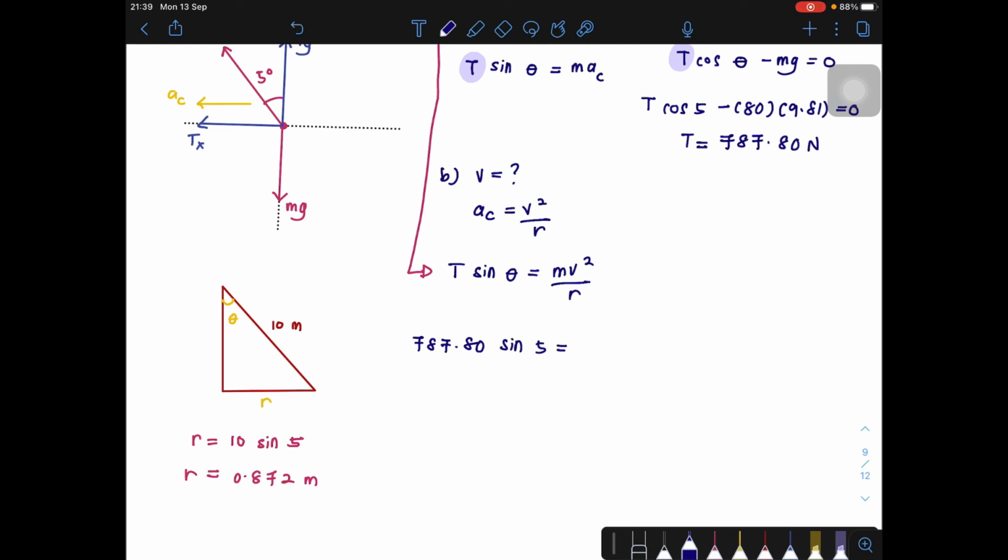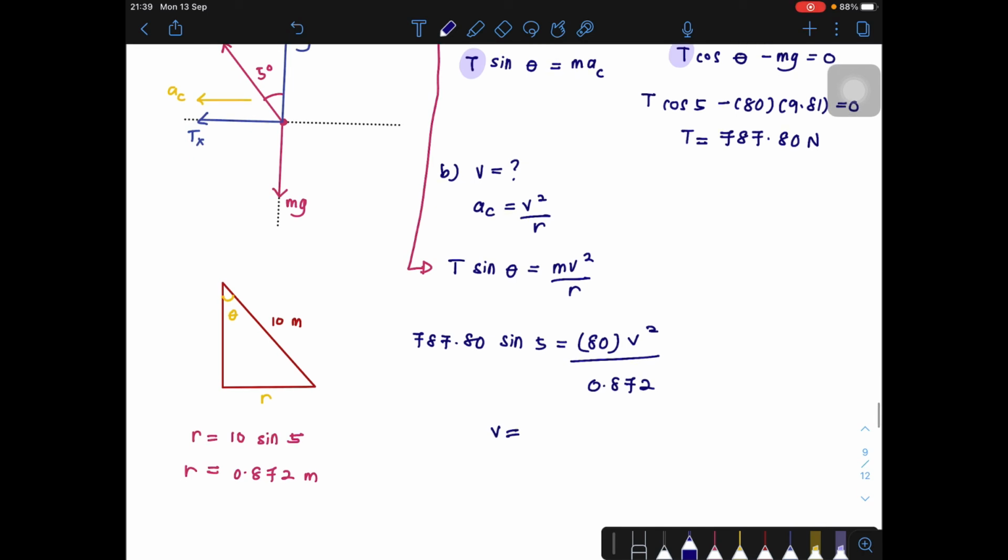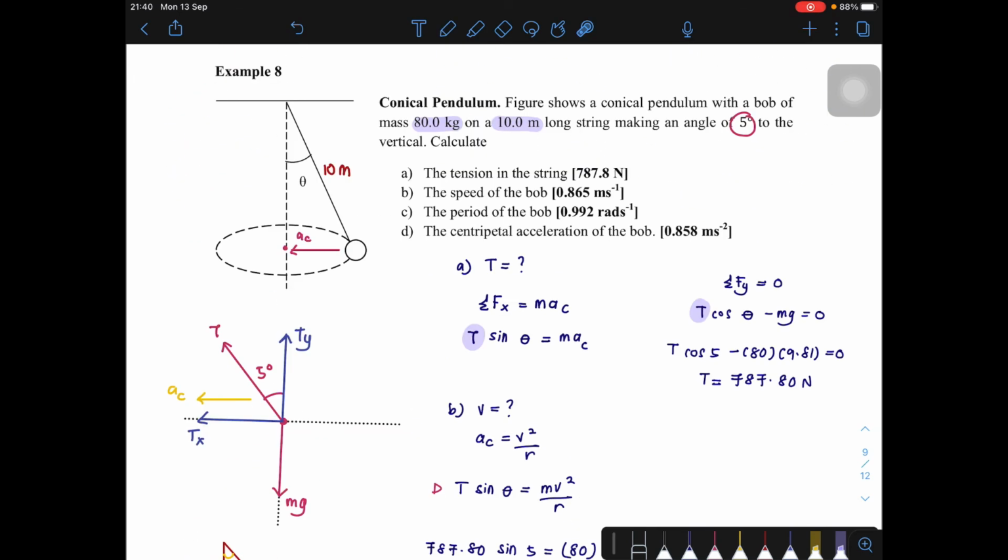So bolehlah masukkan this one to here. Sin 5, and then mass is still the same, 80. v is what we want, divided by radius. Okay, tekan calculator, kamu akan dapat the velocity is 0.865 meter per second. Okay, next one, calculate the period of the bob.